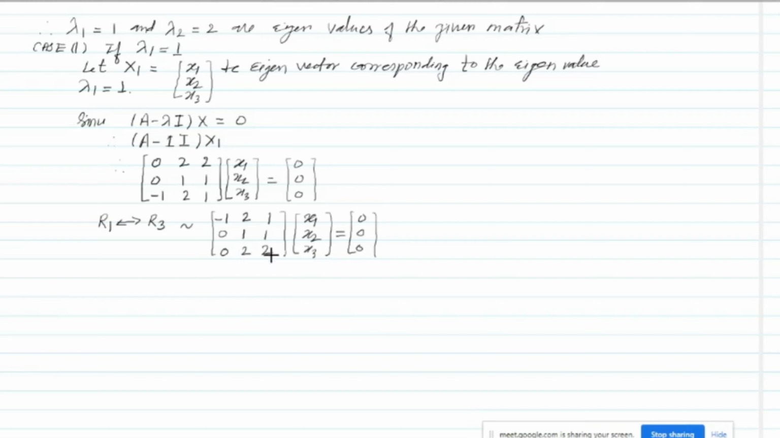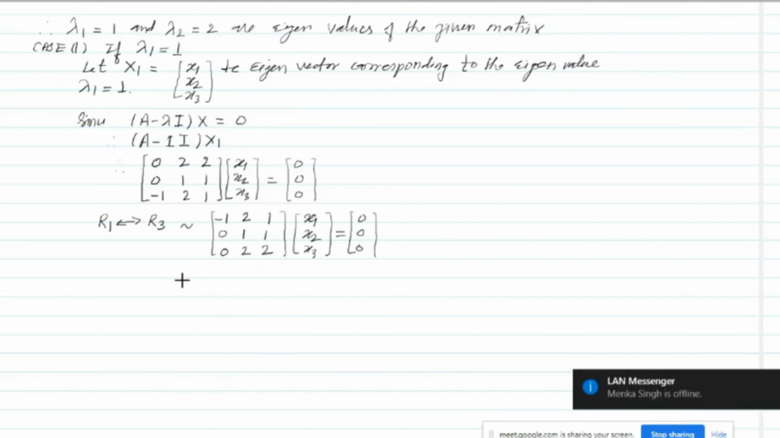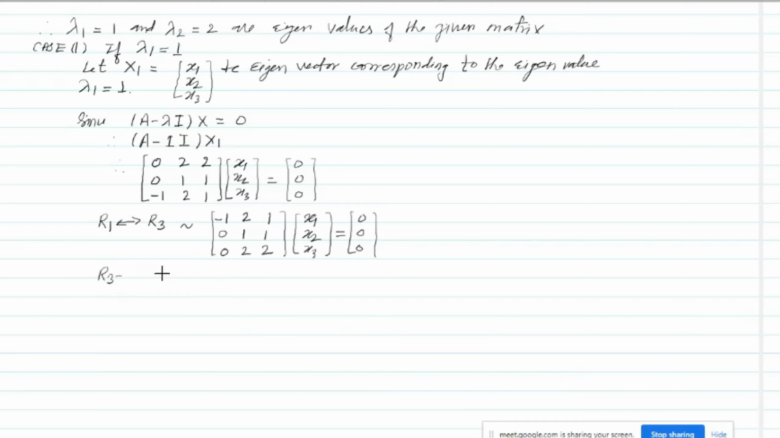Then the third pivot element will be this. It means the diagonal element must be non-zero, and the other element here will be 0. So we are making this matrix into row echelon form. Let us see how to do this. If I write R3 minus 2 times R2, then see what happens.